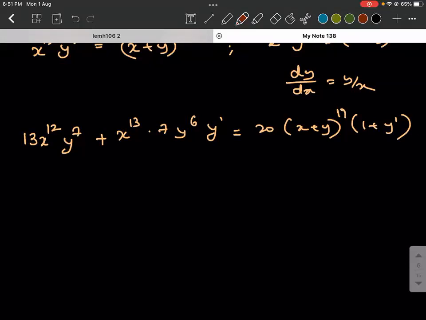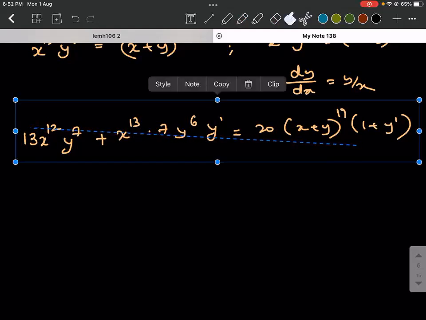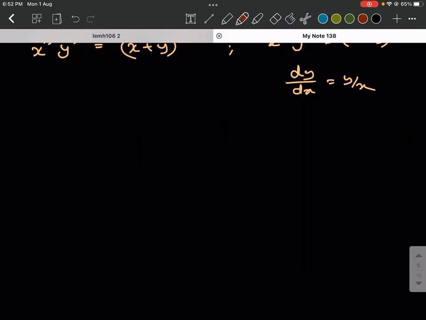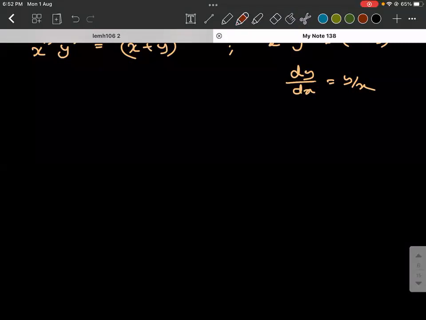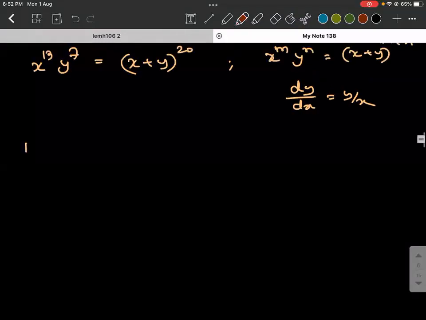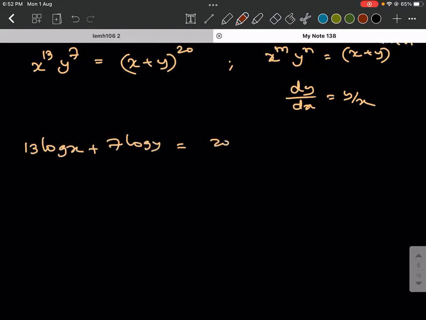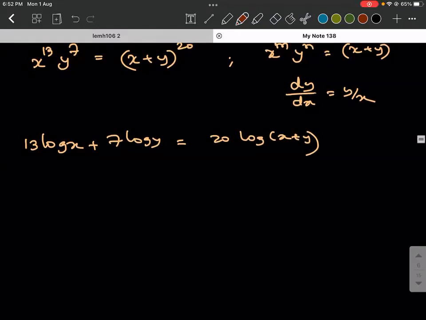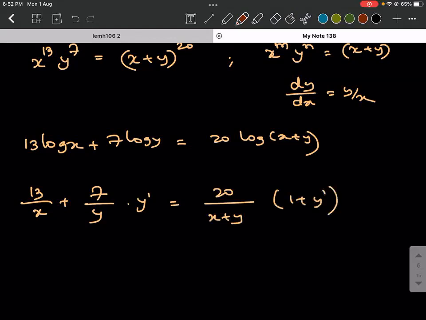Okay, 1 minute, I made a mistake. No, I can't expand x plus y the whole power 19. I have to use binomial theorem. So take log on both the sides. So 13 log x plus 7 log y is equal to 20 log of x plus y. If you observe, I have given this question in the test also, but in terms of m and n. So 13 divided by x plus 7 divided by y into y dash is equal to 20 divided by x plus y into 1 plus y dash. Am I clear?